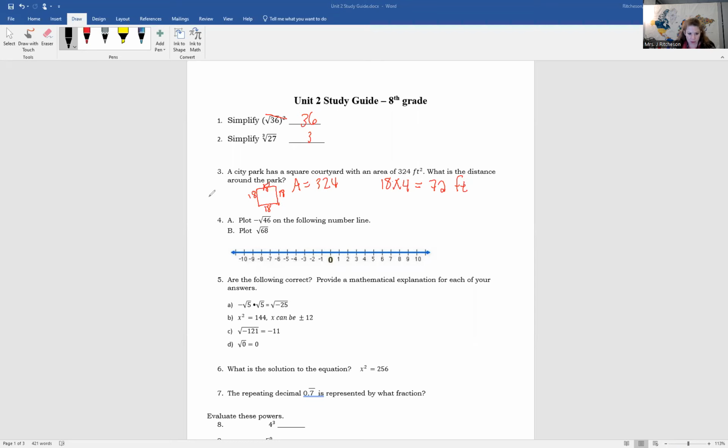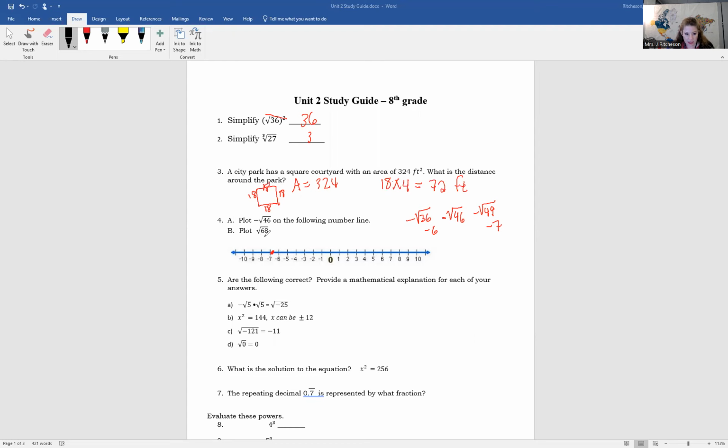All right, what about number 4? What is the square root of 46? Well, the opposite of the square root of 46. I know that the square root of 46 has got to be between the two perfect squares of 49 and 36. So this would be a -6, and this is a -7. So the opposite of the square root of 46 would be between -6 and -7. And I'm going to put it a little bit closer to -7. So that would be it.